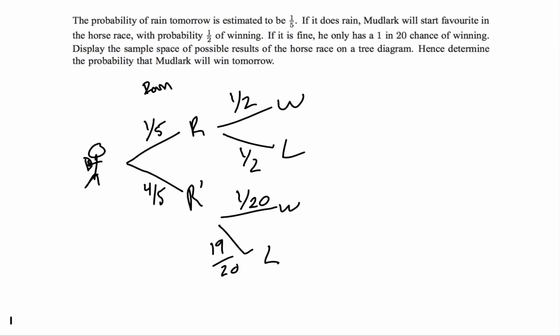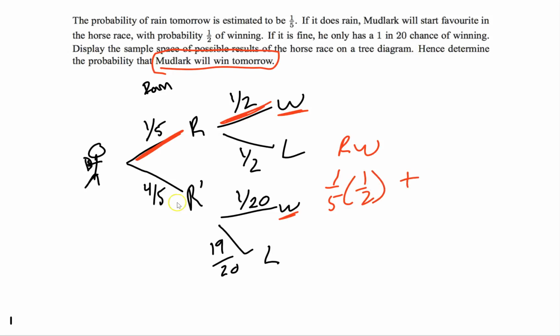And then the question is, what's the odds of Mudlark winning tomorrow? I'm telling you right now, you better hope for rain. Right, the odds he's going to win tomorrow, we just look at, there are 2 ways to win. Just like we just did, let's get to that way of winning. So you multiply this by this, so it could rain and win. So 1/5 times 1/2. But you can also do it this way.